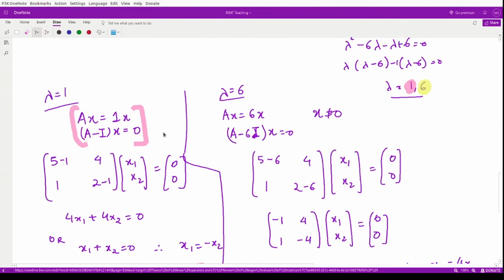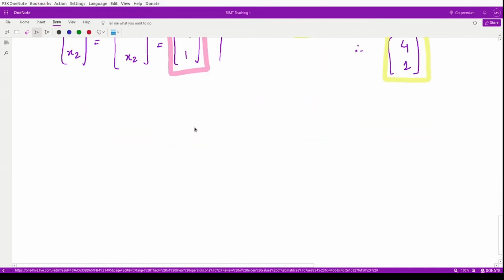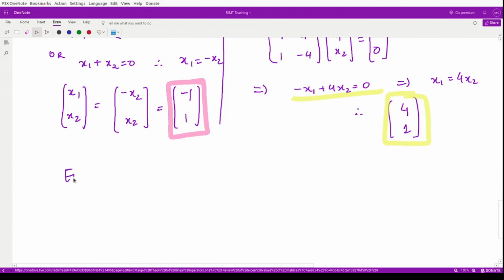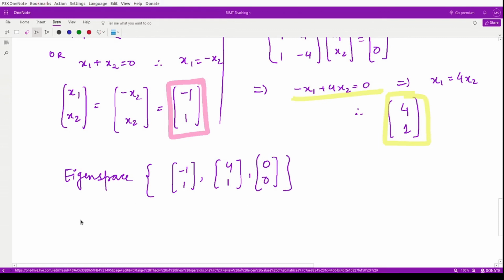So therefore your eigenspace would consist of, what would be your eigenspace? It will consist of two vectors. One is this vector minus 1 and 1, another one is 4 and 1, and then you have 0 and 0, right? So this would be your eigenspace. Your spectrum would be what? Your spectrum would consist of the eigenvalues for this matrix, which are 1 and 6. So this would be the spectrum.